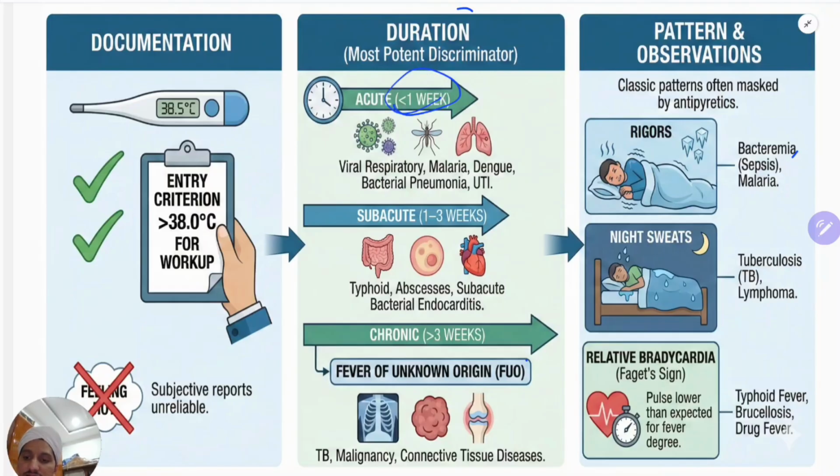Less than 1 week: viral infection, bacterial pneumonia, dengue, malaria, urinary tract infection and GI infection. 1 to 3 weeks: typhoid, abscesses, and subacute bacterial endocarditis. More than 3 weeks: pyrexia of unknown origin, commonest causes tuberculosis, malignancy, and connective tissue disorders. Observations: rigors indicate sepsis or malaria, night sweats indicate tuberculosis or lymphoma, and relative bradycardia is seen in typhoid, brucellosis, and drug fever.